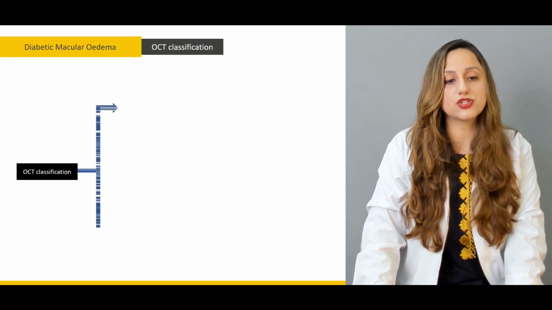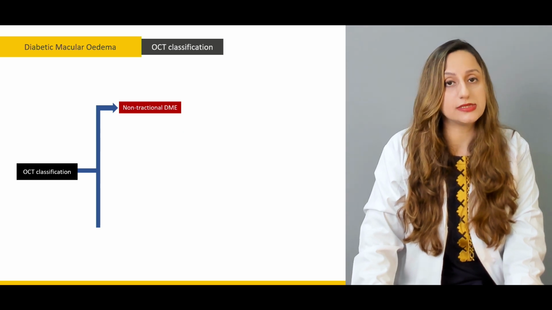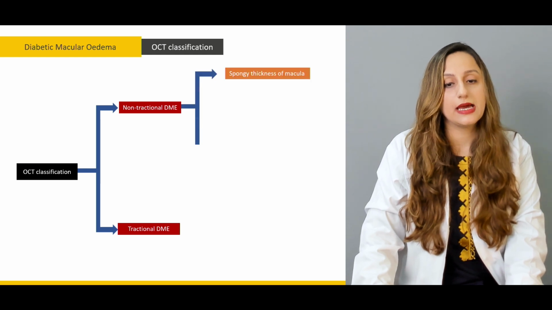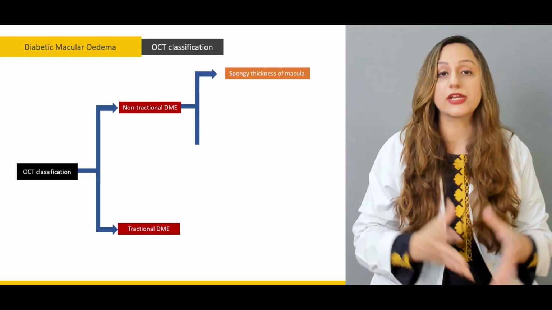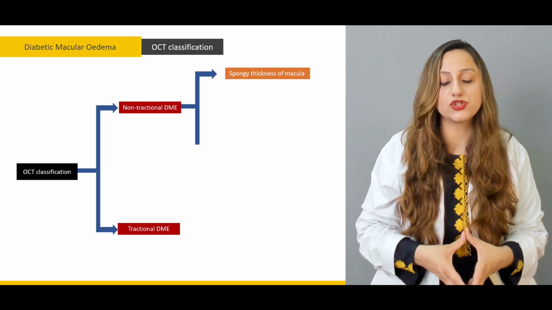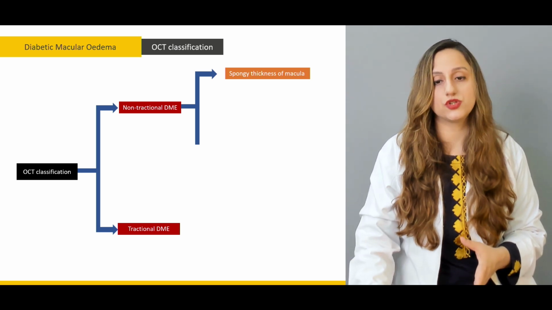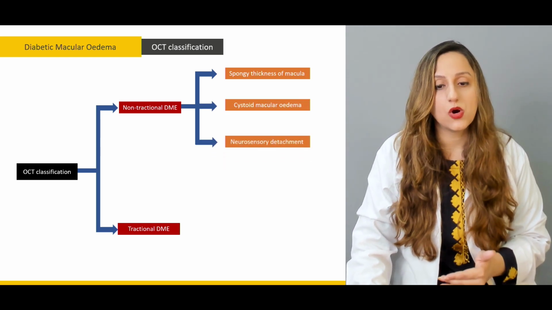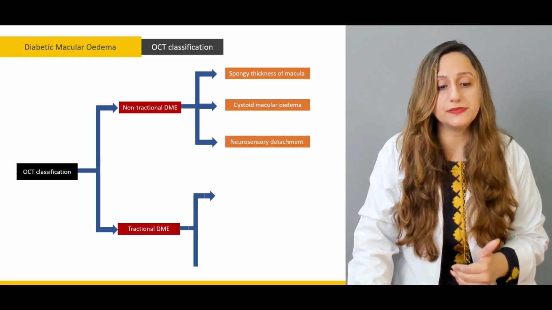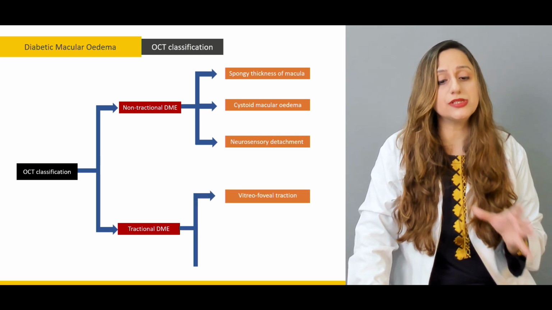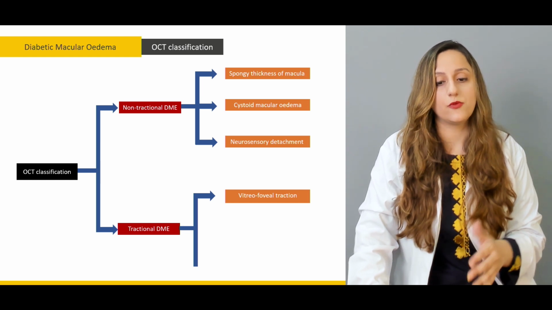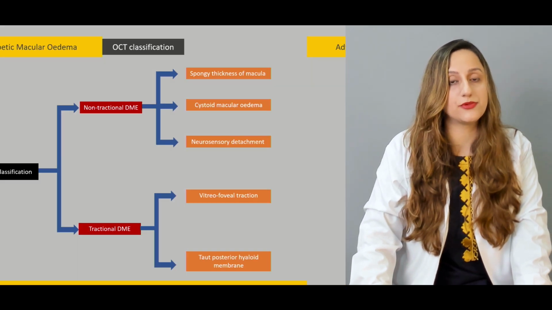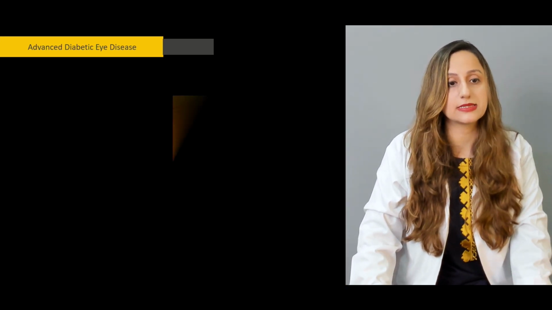The OCT classifications include the non-tractional diabetic macular edema, and we have the tractional edema over here. The maculopathies or the macular edema, which is non-tractional, can be related to the spongy thickness of the macula, cystoid macular edema, or the neurosensory detachments over here. The tractional macular edema can be when there is a vitreofoveal traction and there is a taut posterior hyaloid membrane due to this traction that has taken place.